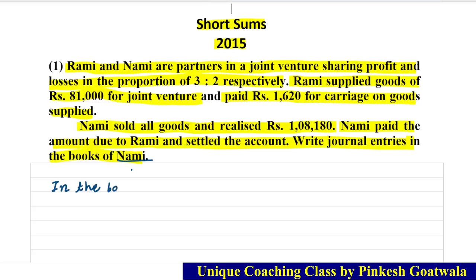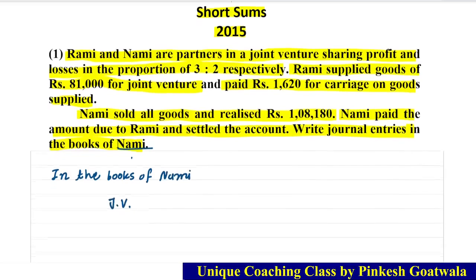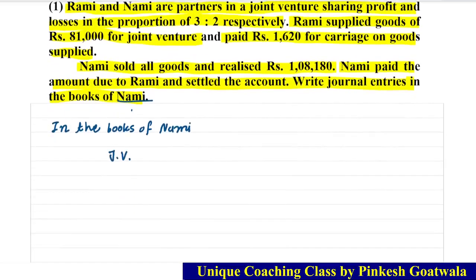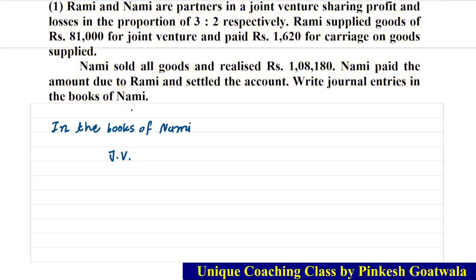In the books of Nami. First, joint venture account. Okay, so now let's give effect. First of all, which transaction has been done? That Rami supplied goods of 81,000 for joint venture. Who supplied the goods? Rami. Normally, if the partner purchased the goods, we give effect on the debit side of joint venture. Here Rami supplied the goods, so indirectly remember we write in the books of Nami.